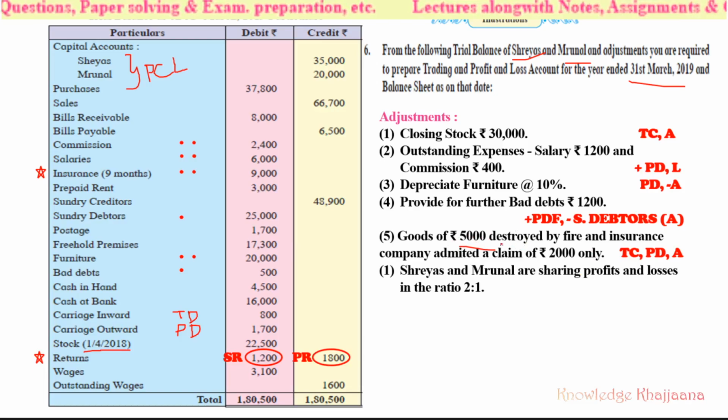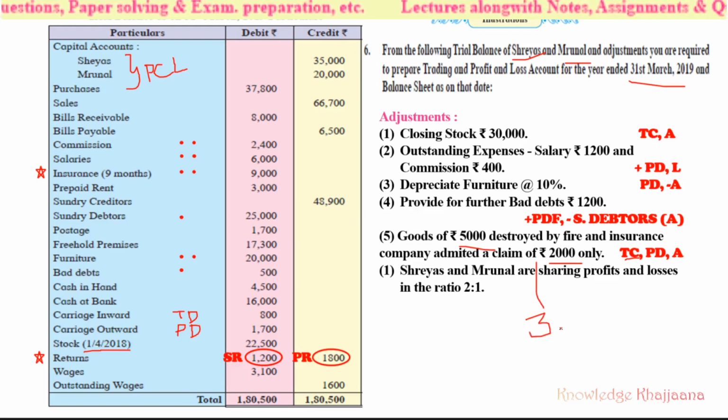See, goods have gone out. I have already explained this in one of my lectures. Goods have gone out. So where will the goods be recorded? Goods will be recorded on the trading account credit side. Next thing, goods of rupees 5,000 have been lost, and insurance was there. The insurance company admitted a claim of rupees 2,000 only. Okay, 5,000 was the cost of the goods, and you are getting rupees 2,000 only. So your sheer loss is rupees 3,000.